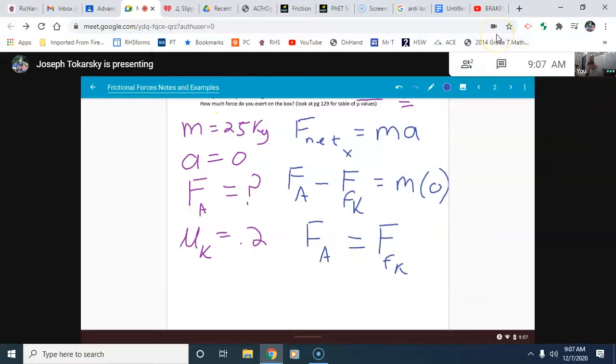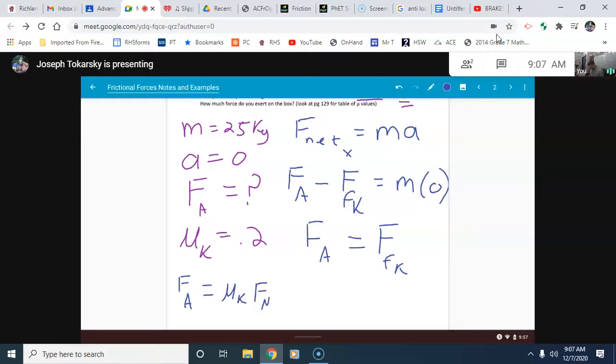Okay? So I'm going to continue my work over here. So now at this point, follow with me here so you don't get lost. This is simple, but some students get lost here not paying attention well. All right? We have a formula for kinetic friction. It is mu kinetic times the normal force, right?